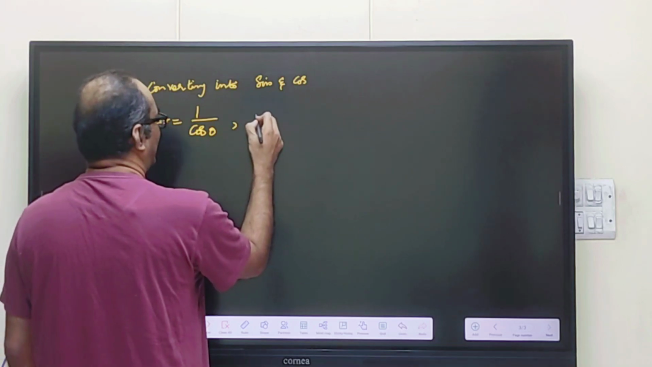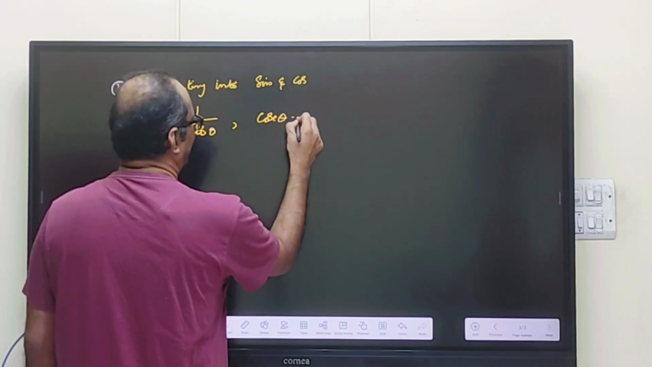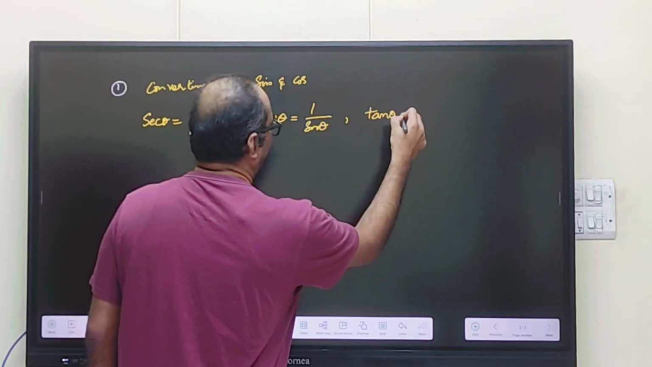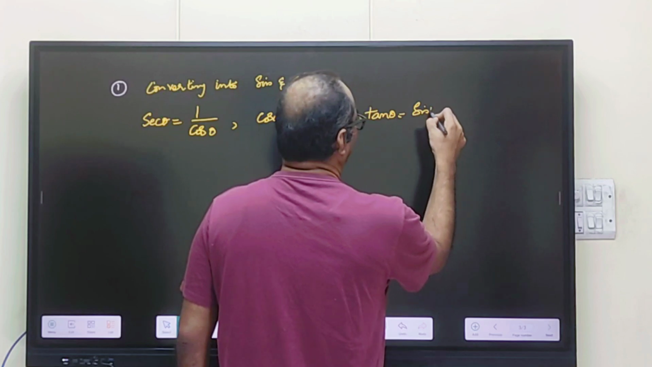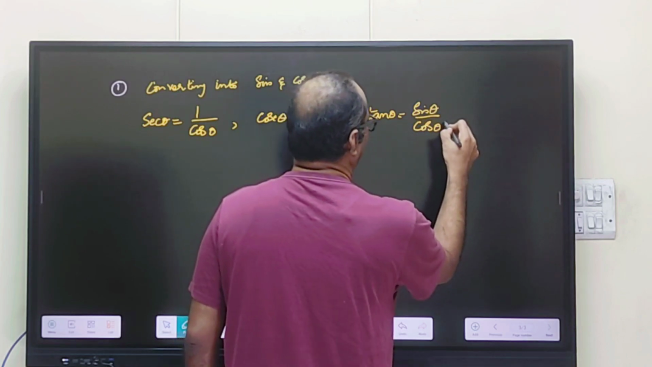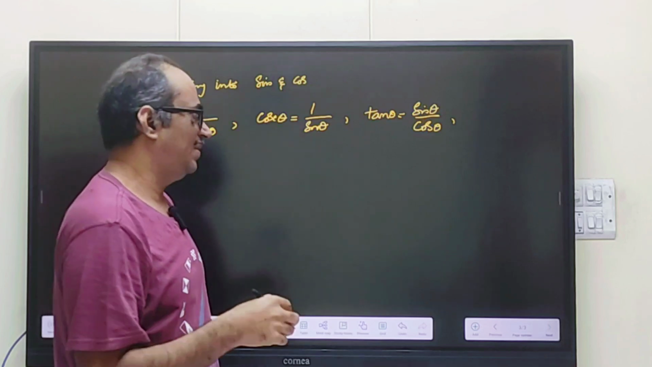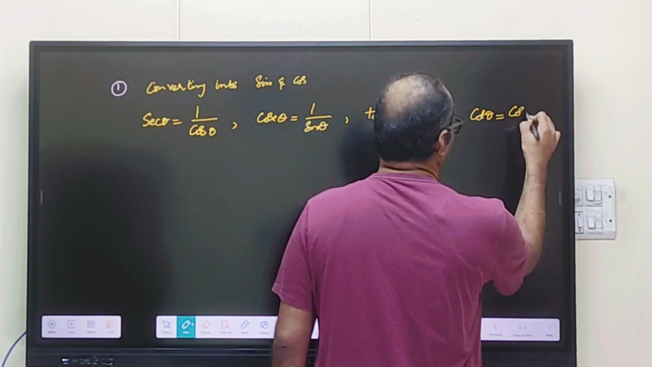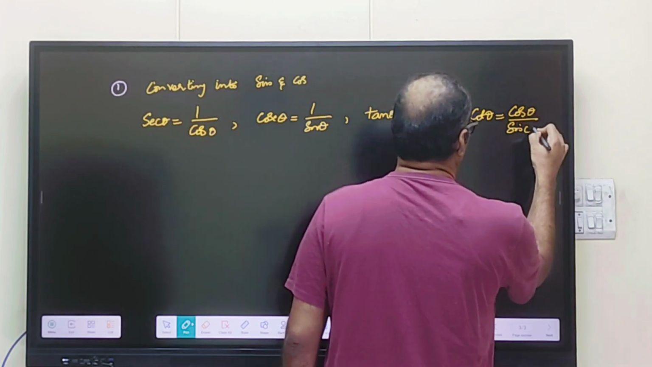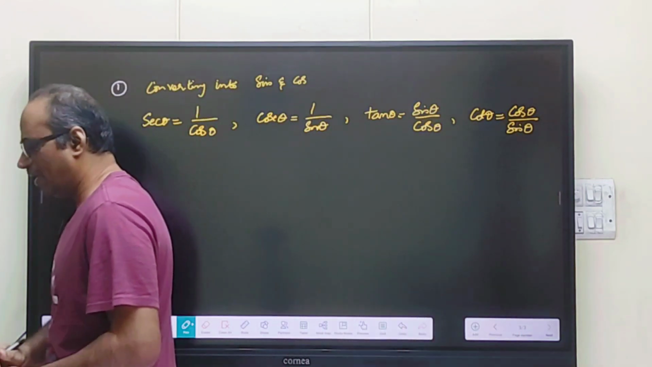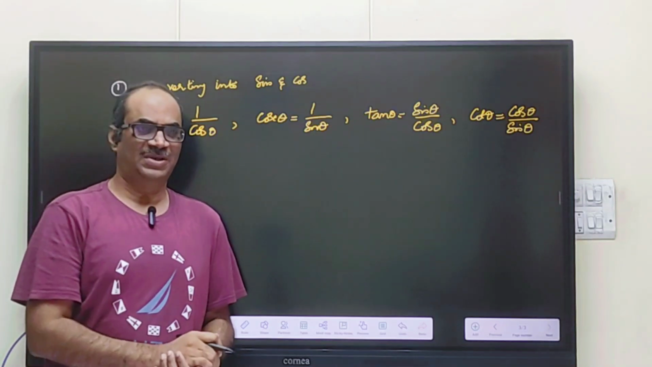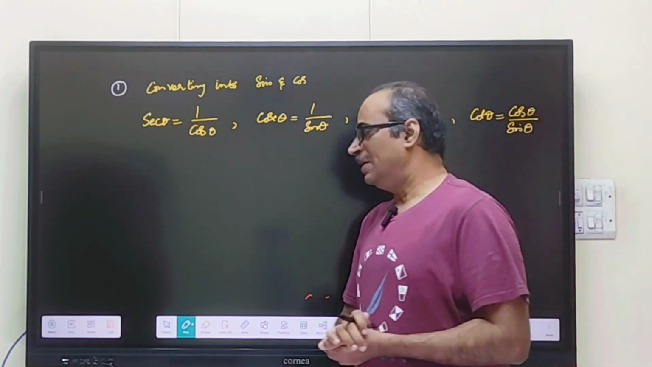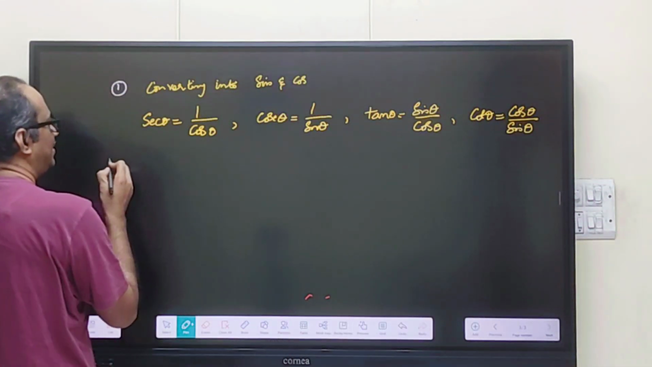Secant theta is 1 by cos theta. Cosecant theta, you write it as 1 by sin theta. If you have tan theta, you write it as sin theta by cos theta. By doing this, we are limiting the identity to one identity, sin square theta plus cos square theta is 1, because we are converting into sin and cos. This is the first rule: convert them into sin and cos if they are not in sin and cos. That means they are like secant theta plus tan theta or cosecant theta minus cot theta. Then convert them into sin and cos.